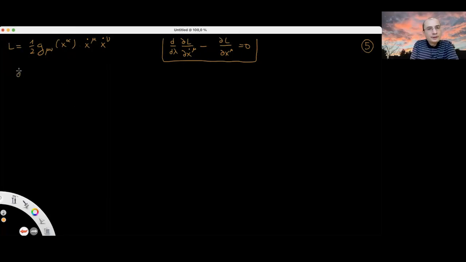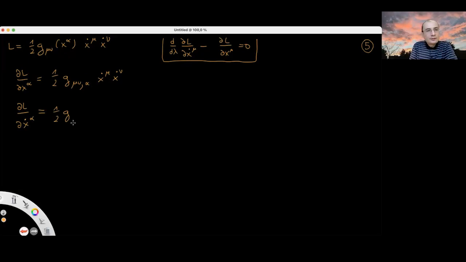So let's begin with dL over dx mu. That's relatively easy. We take the standard derivative of the metric. Just one more thing. Instead of mu, I will use alpha. This mu is already here as the summation index, so it's better to use a slightly different one. Then we need to take the derivative with respect to x dot alpha. And here we will have two terms.